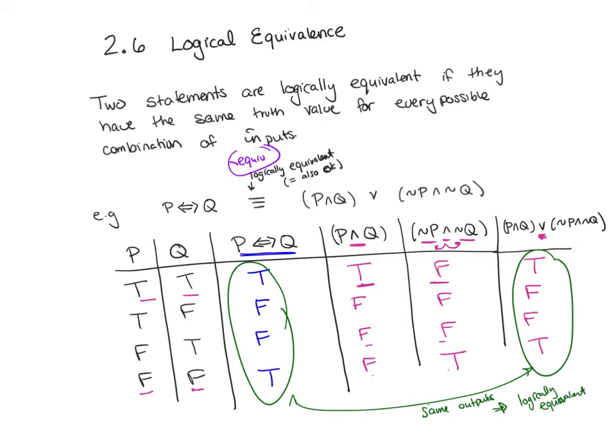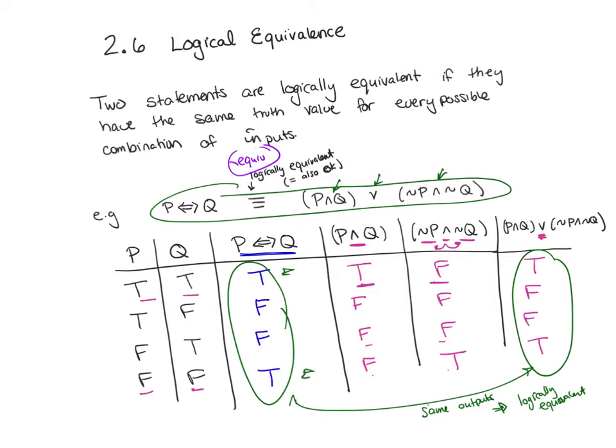So we'd say that P if and only if Q is logically equivalent to P and Q, or not P and not Q, right? Either they're both true or they're both false, which again is what we saw in this truth table and also what we saw in that definition. So that's how we go through and prove two statements are logically equivalent. We just show they have the same truth table.